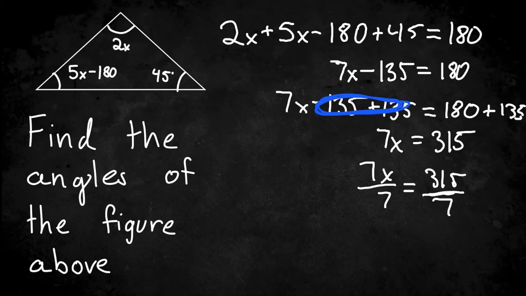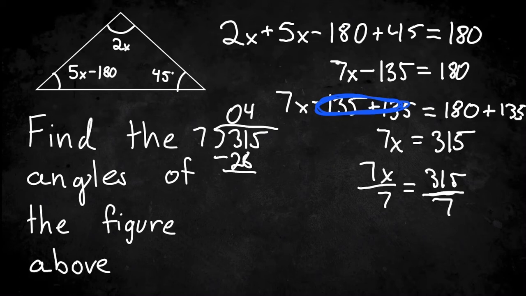let's do it on the side here. Long division, 315 divided by 7. 7 goes into 3 0 times. 7 goes into 31 4 times, which is 28. Put the 4 up here. Subtract 31 minus 28 equals 3. We drop down the 5. Then 35 minus 35 equals 0. So 315 divided by 7 equals 45.